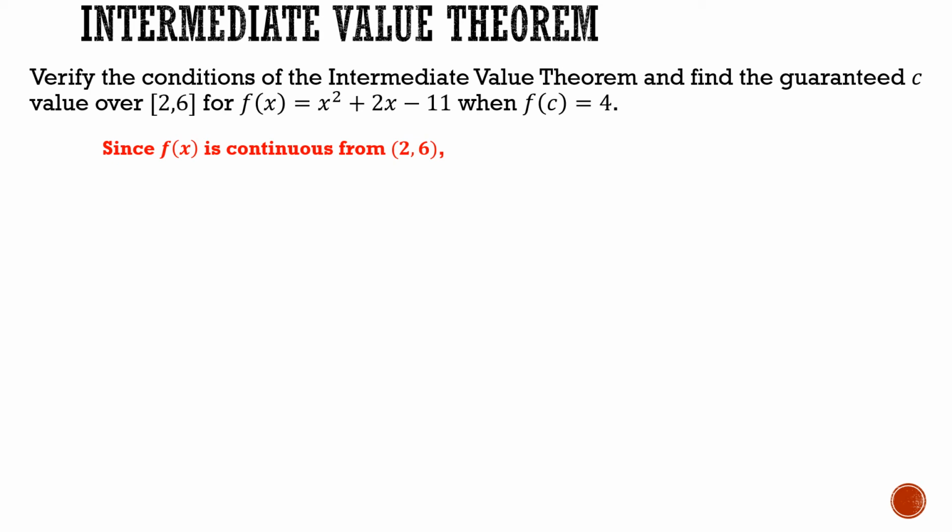So since I know it's continuous, and I also can figure out what the values are at those endpoints. So at 2 and 6, I can figure out what those y values are, or those f of a, f of b values. So since it's continuous, and f of 2, calculated by plugging it into the formula, equals -3, and f of 6 equals 37, I also know that 4 falls between -3 and 37. I should be able to find some value c that gives me 4.